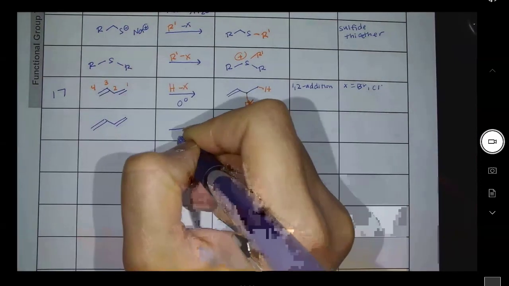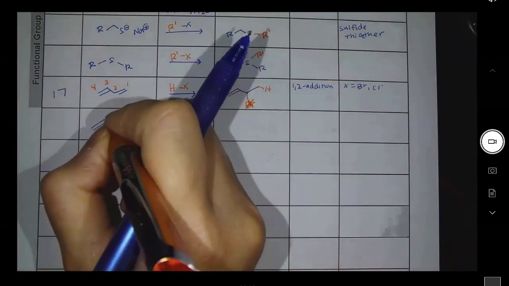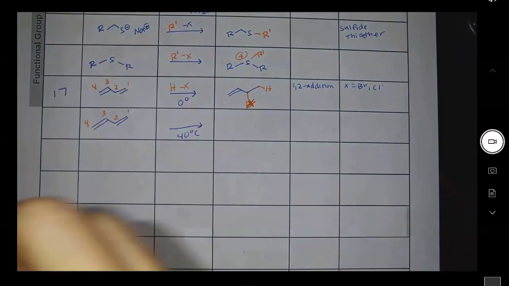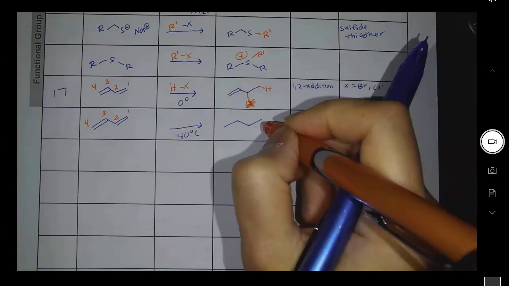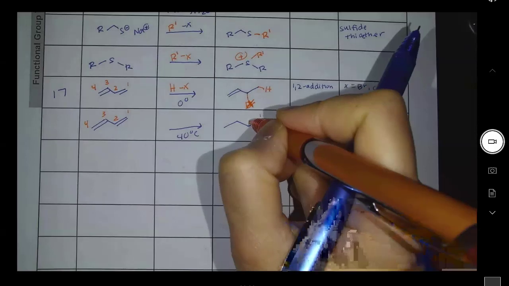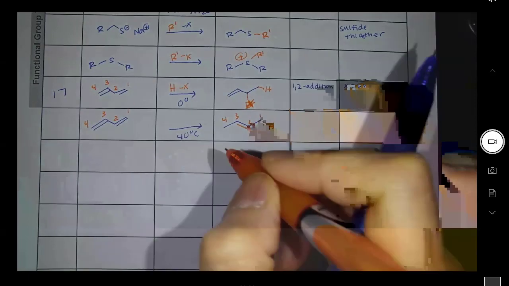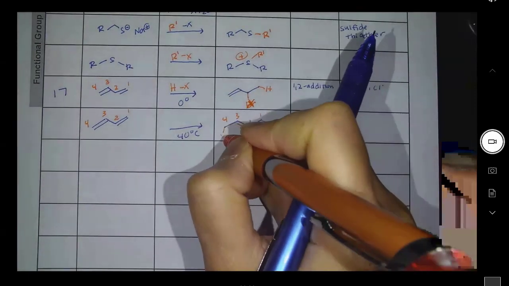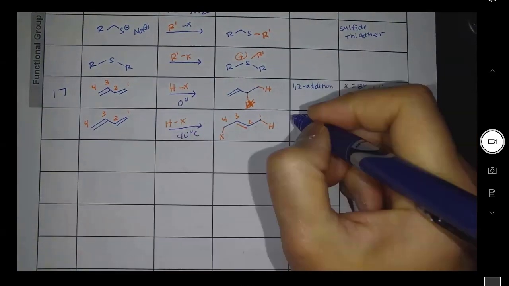And if you do this reaction at warmer temperatures, 40 degrees Celsius, the H goes to the end like normal. And then in the process, the alkene moves to here from the resonance structure. And then our X from the HX adds to the end. This is the 1,4 addition.